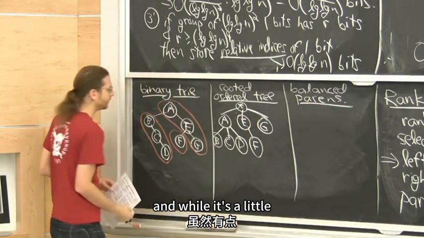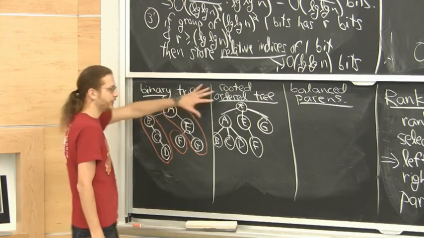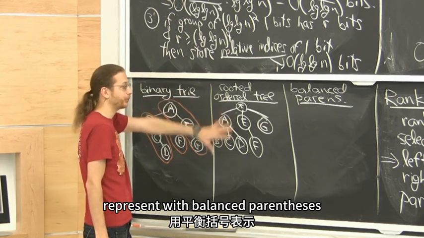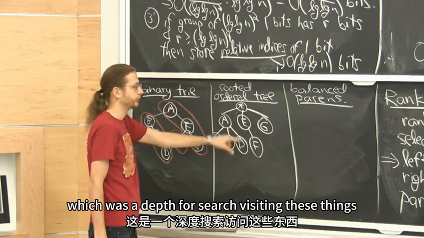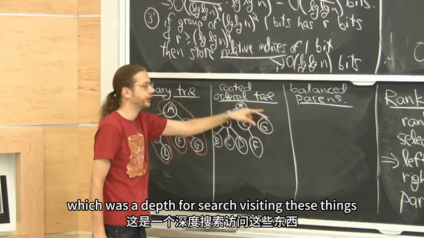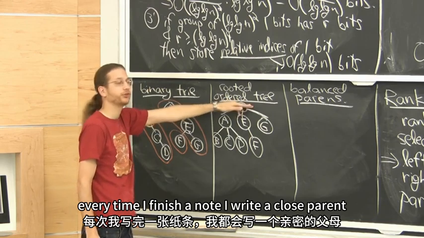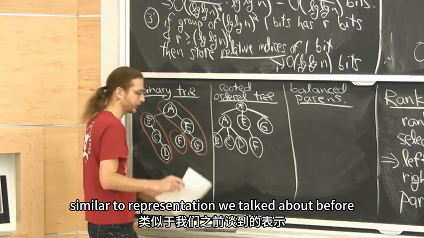And while it's a little unclear how to represent a binary trie with balanced parentheses, these things are really clear how to represent with balanced parentheses. Here I just do an Euler tour, which was a depth first search, visiting these things. Every time I start a node, I'll write an open paren. Every time I finish a node, I write a closed paren. Similar to the representation we talked about before.